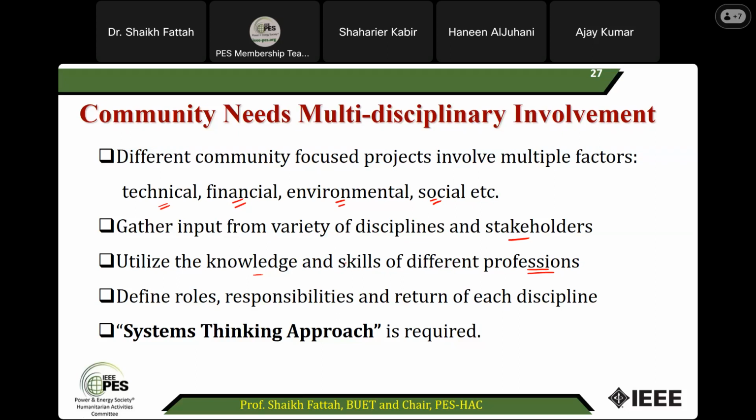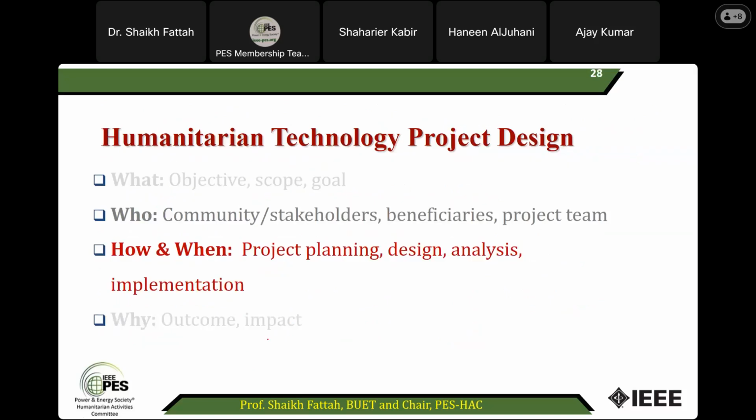You have to clearly define the roles and responsibilities of each discipline. That's why a system thinking approach is required. It's not about solving a particular element; it's the overall system that you are targeting to solve. So that's the first two parts we have covered. The first question was what you want to do, and the next was whom you want to serve: who your stakeholders are. These are the two things we discussed.